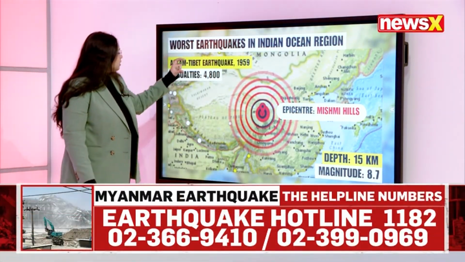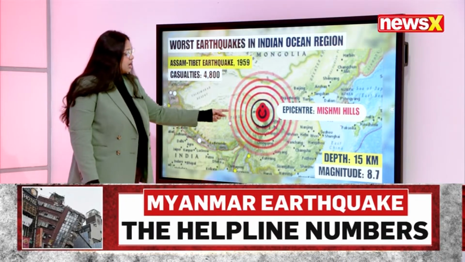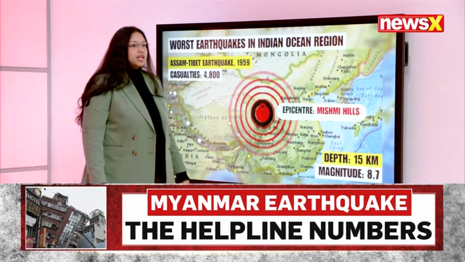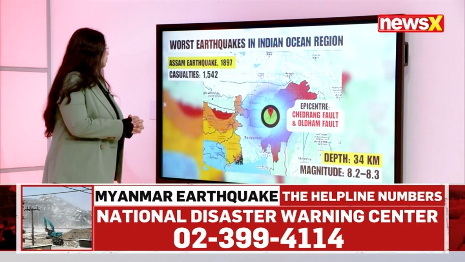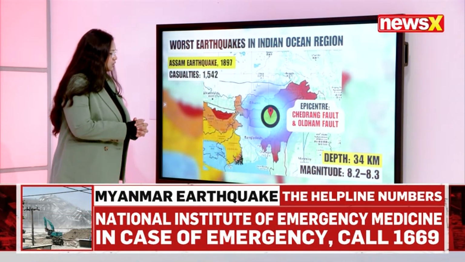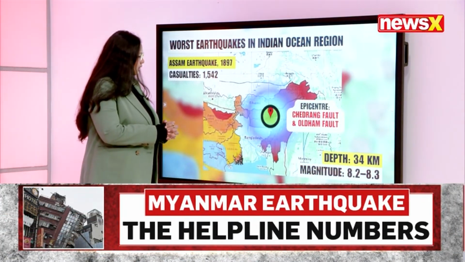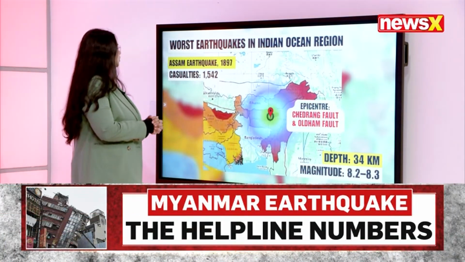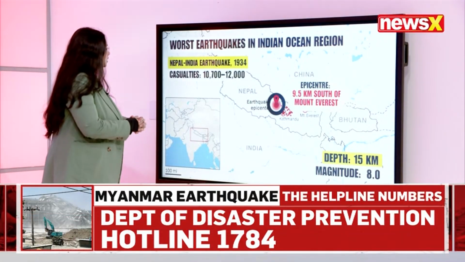Then the Assam-Tibet earthquake of 1959, casualties 4,800, epicenter flashing right on your screens. It was the Mishmi Hills at a depth of 15 kilometers and a magnitude of 8.7. Another big earthquake that has jolted the Indian region. Assam earthquake of 1897, casualties 1,542. It is the Chedrang fault and the Oldham fault at a depth of 34 kilometers, a magnitude of 8.2 to 8.3. So we're of course looking at the past and the worst earthquakes that have jolted the Indian Ocean region.